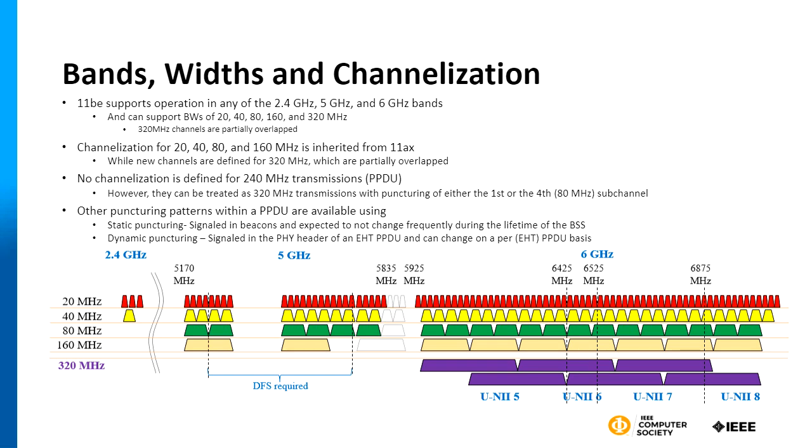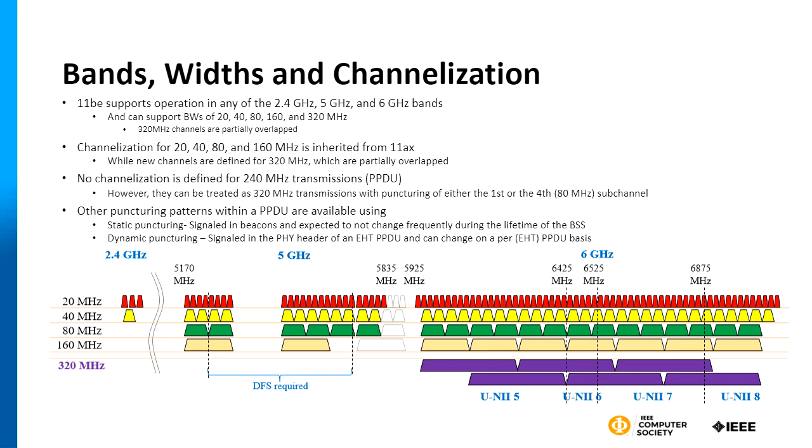So by means of puncturing, essentially by playing with the transmission of the PPDUs over the 320 megahertz, we can also obtain other bandwidths of operation. For example, you can still achieve a 240 megahertz transmission in a punctured mode by either puncturing the first or the fourth 80 megahertz subchannel. There are also other puncturing patterns that are available, which are essentially used to mitigate interference from incumbents, for example, or other BSSs operating in the area.